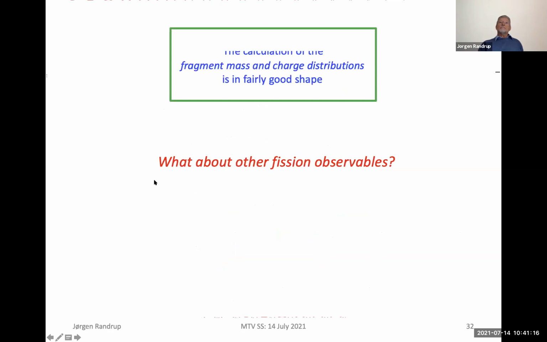Now, what about other fission observables? There's more to fission than just the mass and charge of the fragments, as I mentioned. There's their momentum, there's the angular momentum, and so on and so forth. Well, this is difficult for the models to deal with, but you can get quite far by analyzing the scission configurations carefully. So I will show you some examples of that.